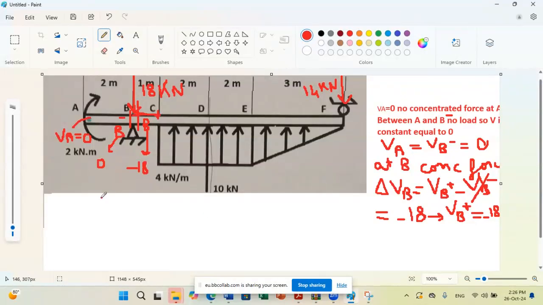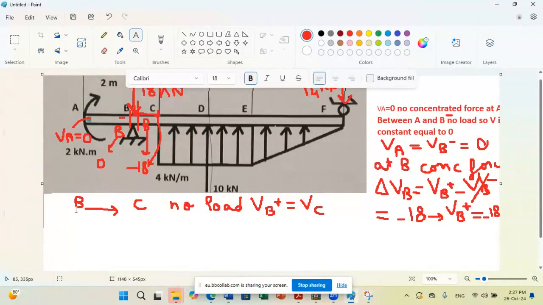Okay? So now we can say from B to C exactly as between A and B, no load. Since from B to C there is no load, the shear will remain constant. So we can say that VB plus equals VC. So we'll have minus 18 until point C, the value will remain minus 18. Now, what will happen between C and D?